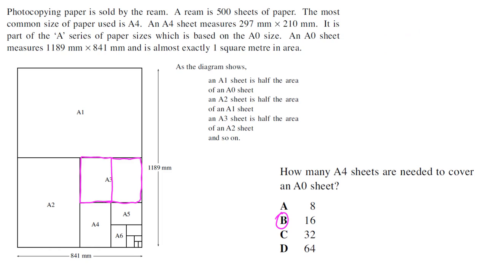The first step, from A4 to A3, we know it takes 2 sheets of paper. Going from A3 to A2, we know it takes 4 sheets of paper that are A4 sized. Going from A2 to A1, we know it takes 8 sheets of paper. And then going from A1 to A0 is 16, doubling in sheets again. So the answer here is B.